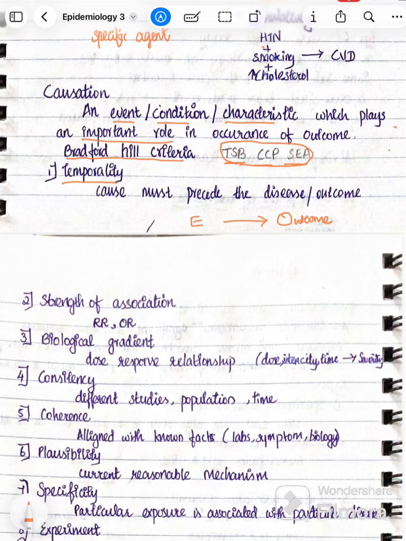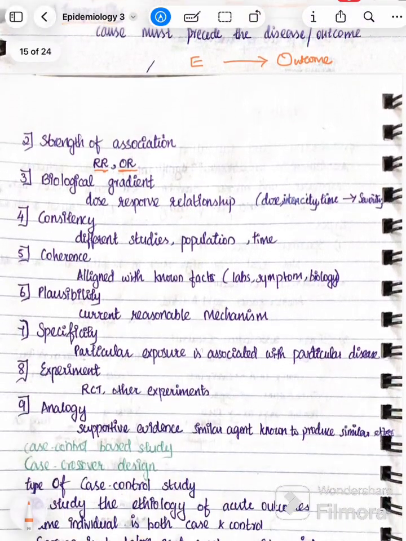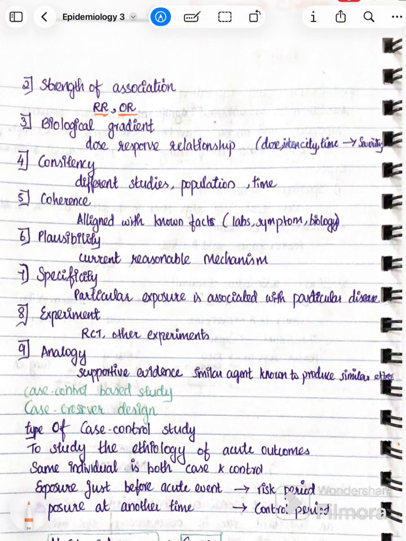And strength of association: relative risk, odds ratio. There should be an adequate finding suggesting an association between the exposure and the outcome. Biological gradient: it's a dose response relationship. When we increase the exposure, long exposure or high intensity exposure may lead to increased severity of the disease. Now, consistency: we should compare the results with other studies done among different populations and at different times. It should also provide the same results.